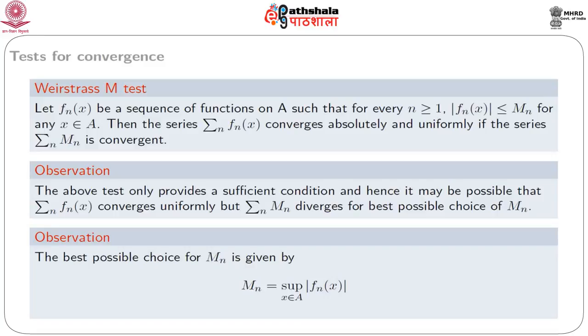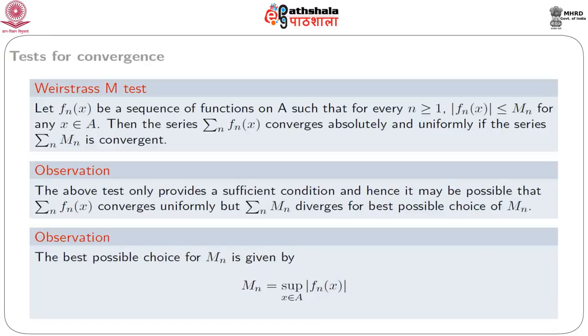Let f_n(x) be a sequence of functions on A such that for every n greater than or equal to 1, the absolute value of f_n(x) is less than or equal to M_n for any x belonging to A, where M_n is naturally independent of x and depends on n. Then the series summation of f_n(x) converges absolutely and uniformly if the series summation of M_n is convergent.